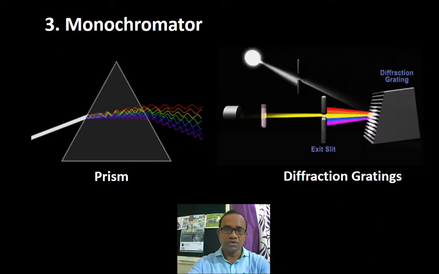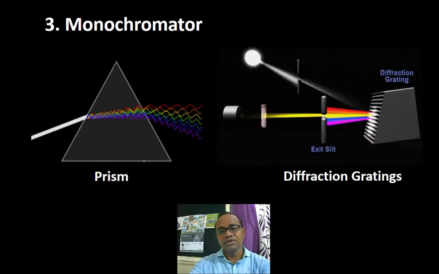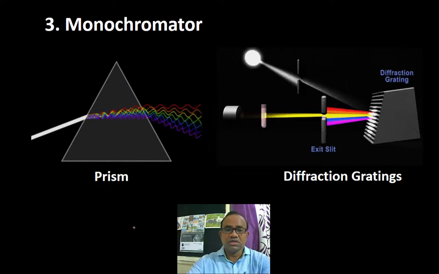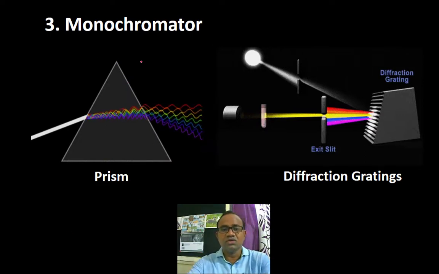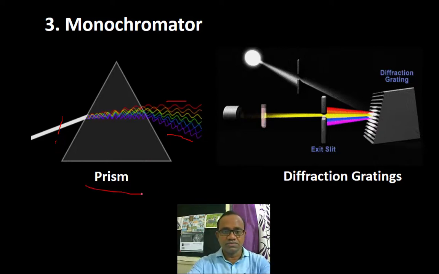Third, more important, is the monochromator. We have already discussed this. It is actually made up of glass. It resolves the polychromatic light and sends only a single wavelength of light to the detector. So the prism helps in the resolution of white light into several different colors of different wavelengths, right? And only one wavelength of light will reach the detector, which is absorbed by the sample. That is called the prism.